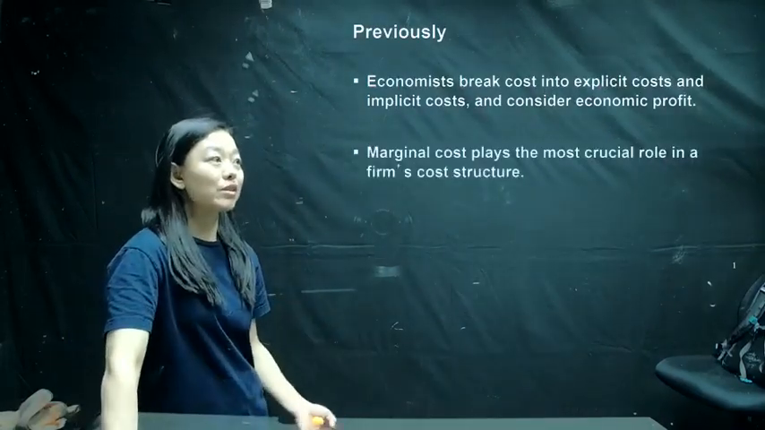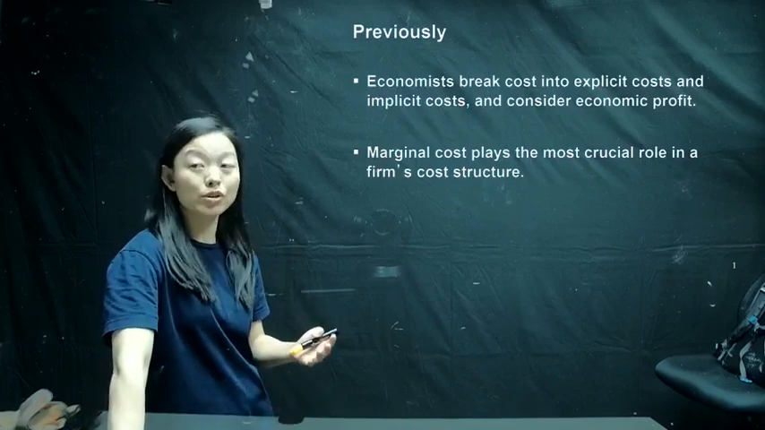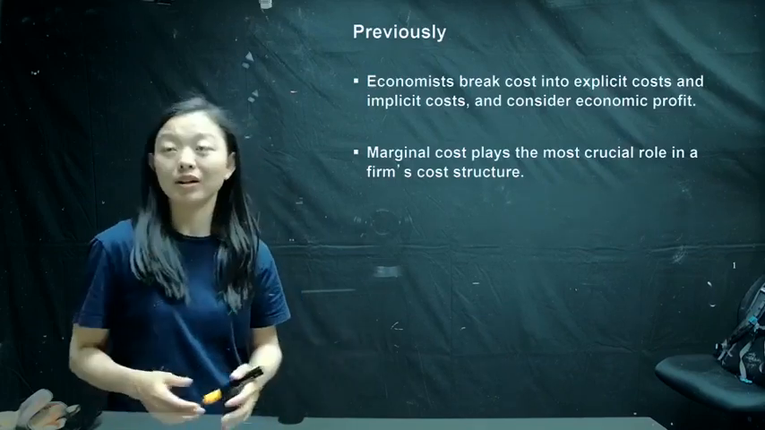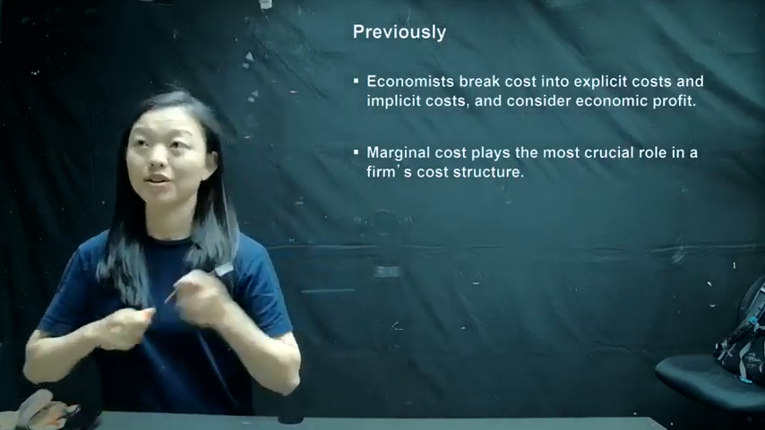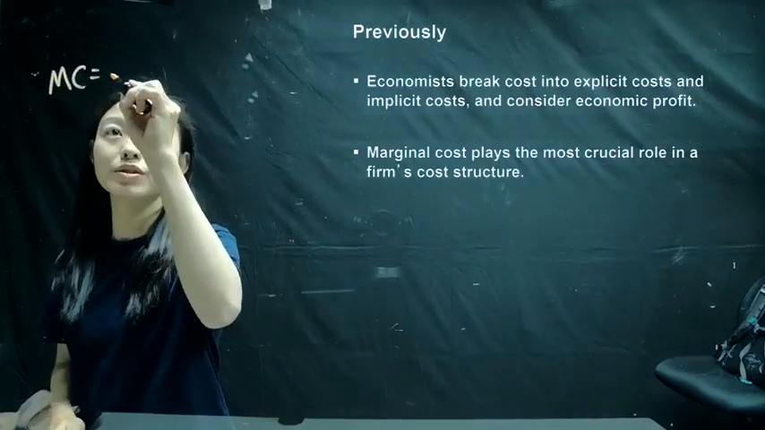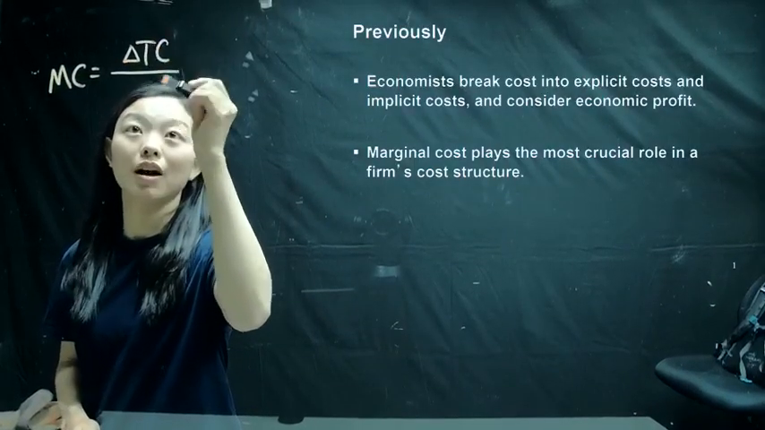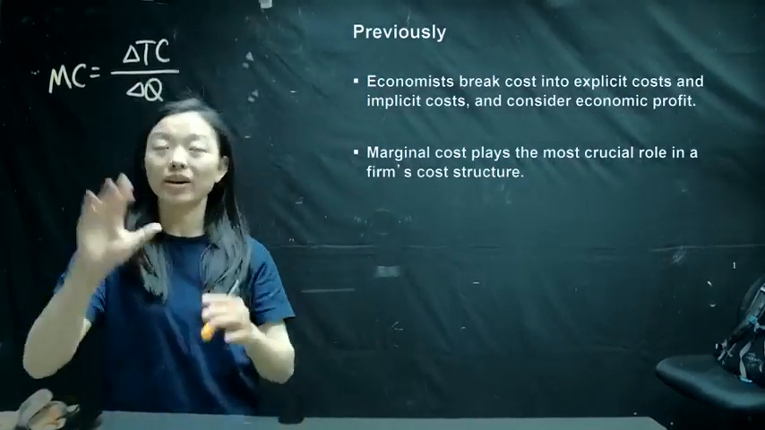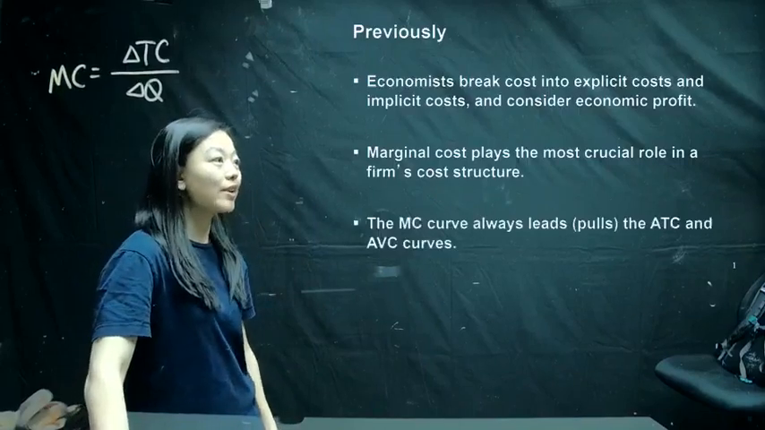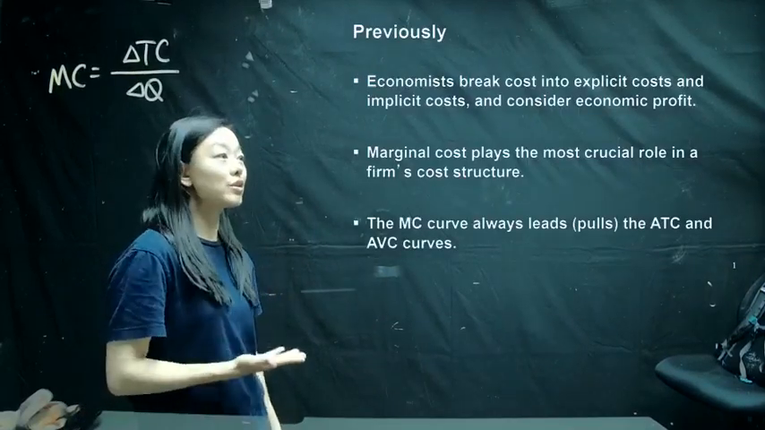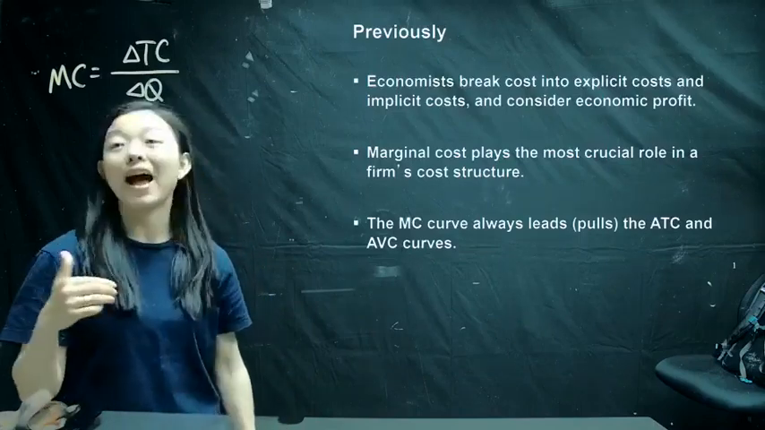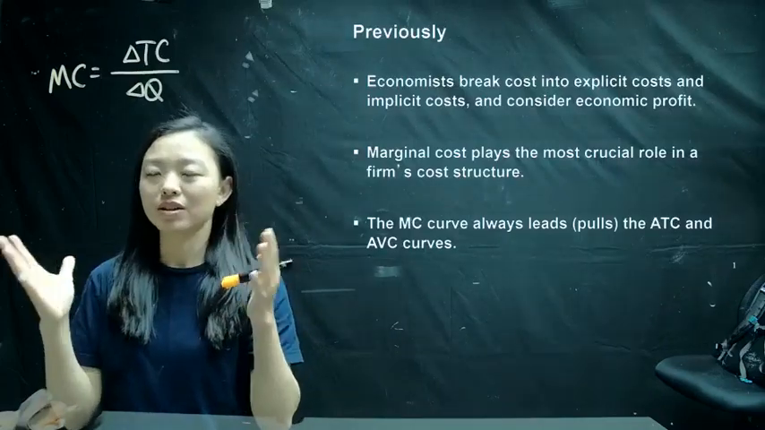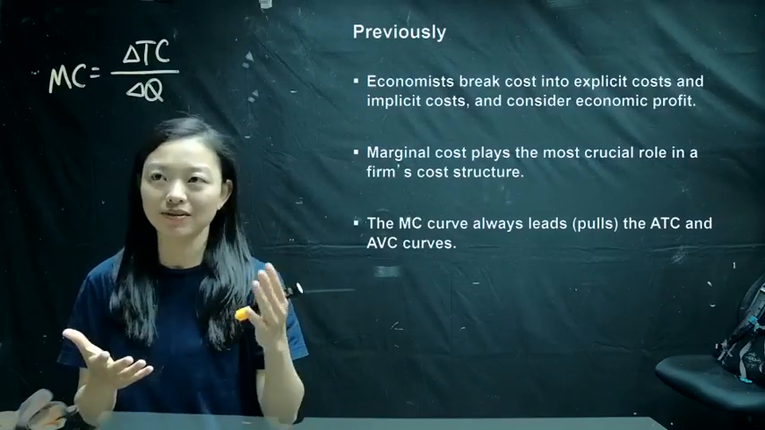We also learned marginal cost, right? We told you that MC, marginal cost, plays a very important role in the firm's cost structure. Do you still remember how we compute marginal cost? Marginal cost measures the additional cost if we add one more unit of output. This is the way that we compute marginal cost. And we also know that the marginal cost curve will always intersect the average total cost curve and average variable cost curve. Let's refresh how we draw the different cost curves.